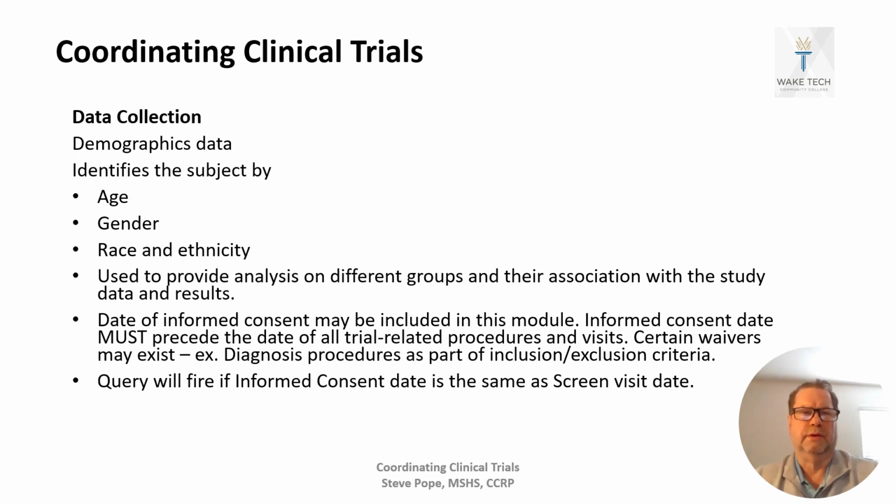So let's start talking about what type of data you're going to collect during your visit. Initially, you're going to begin by collecting some demographic data. This is going to include the subject's age, their gender, and their race and ethnicity. And this is going to be used to provide analysis on different groups and their association with the study data and the results. You'll collect the date that they signed informed consent.